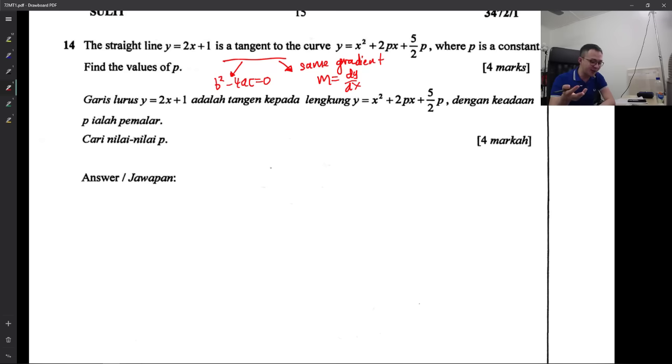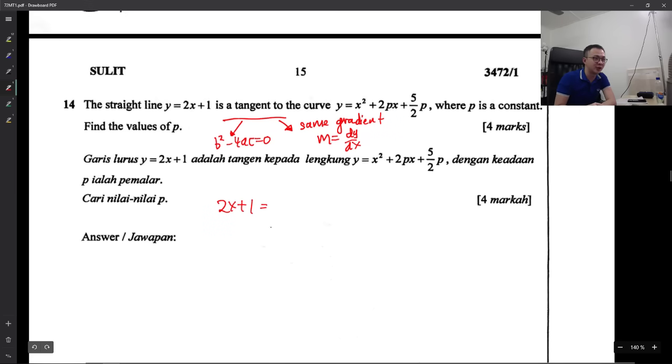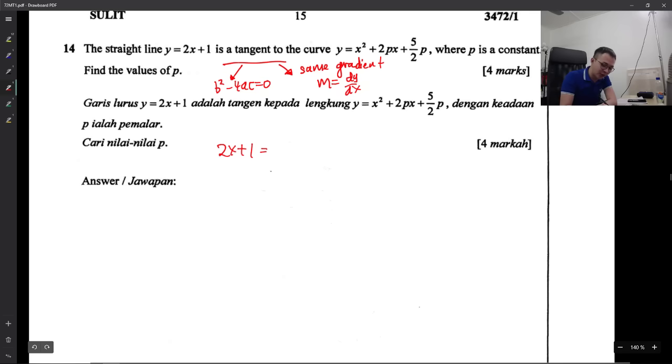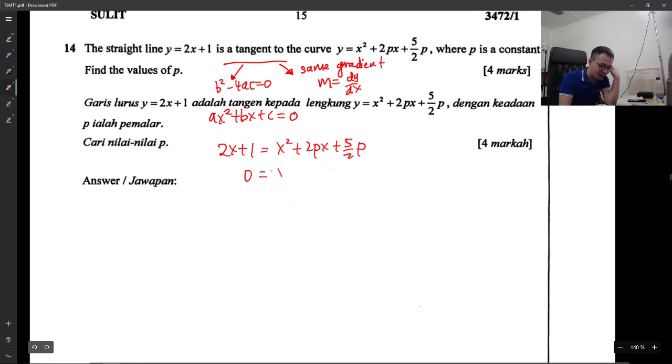Okay, whenever you see tangent in SPM MF, think about these two things. So in this case, I will use the first one because I have some unknown here. It's tangent to this curve, right? So what I will do over here is I will sub the y into the y. I will get 2x plus 1 equals to x squared plus 2px plus 5 over 2p. So in order to use the formula above, we must have the general quadratic equation, which is ax squared plus bx plus c equals to 0. So therefore, I will need to simplify this equation.